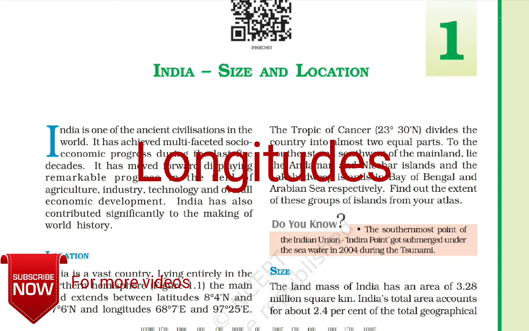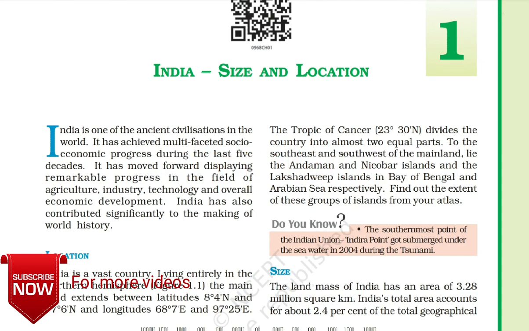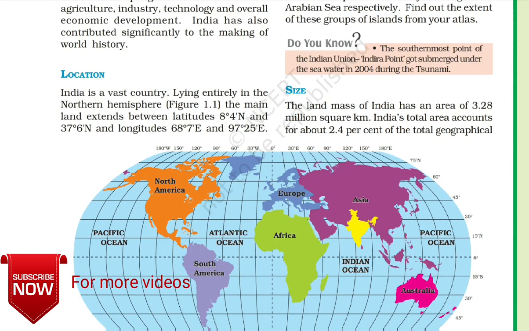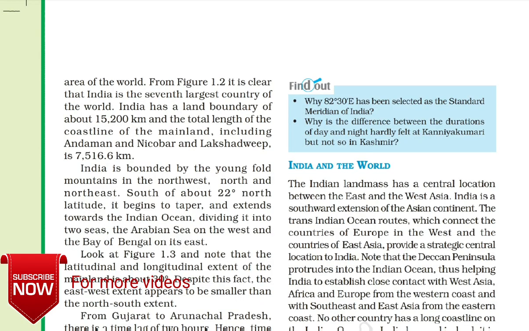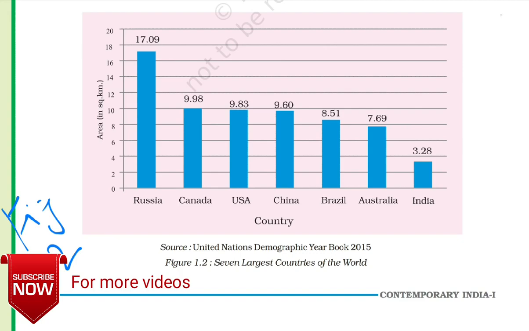Size. The landmass of India has an area of 3.28 million square kilometers. Total area accounts for about 2.4% of the total geographic area of the world. From figure 1.2, which is a graph, you can clearly see that India is the seventh largest country in the world.